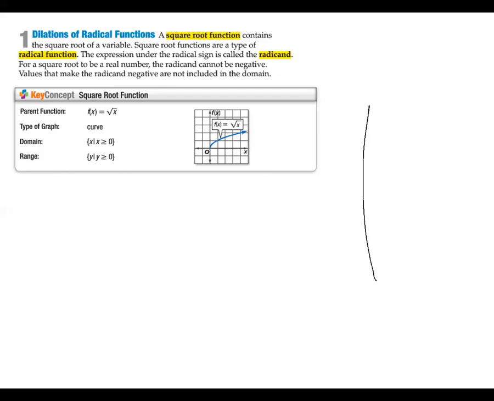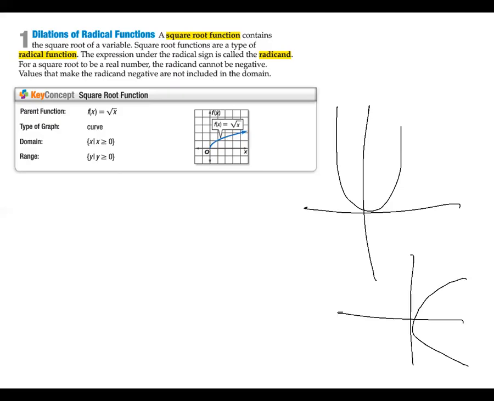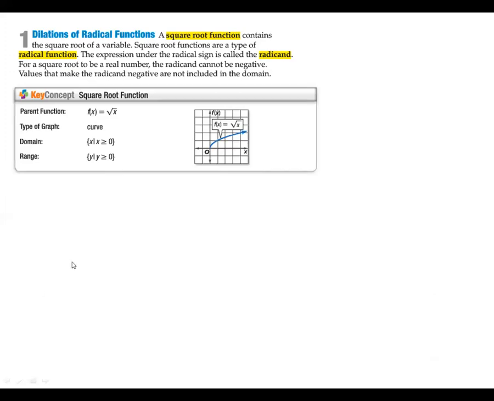If you drew a parabola sideways and just took the top half of it, that's what the square root function is. The domain of square root functions, the x values that you're allowed to use, are any numbers greater than or equal to 0, because remember, you can't take the square root of a negative. And the range is the same thing, y greater than or equal to 0.